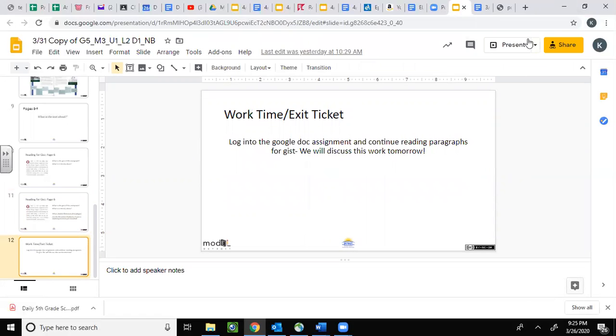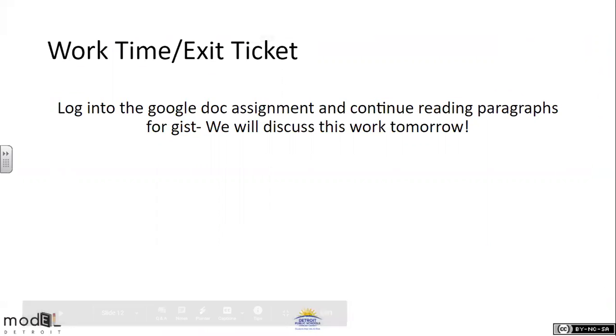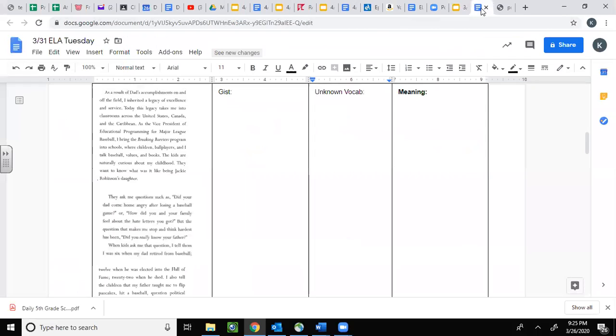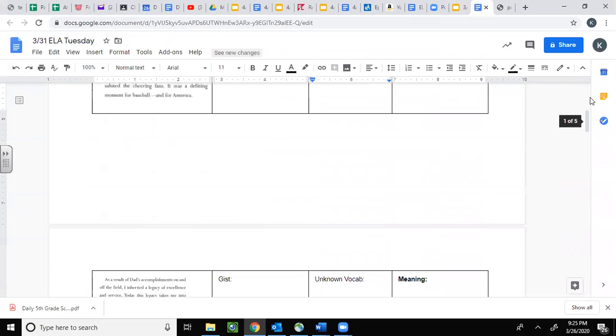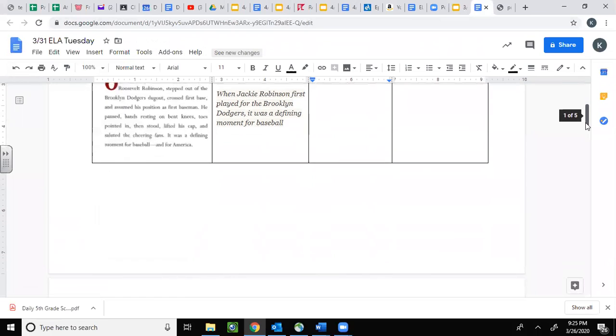So your work time for today is that you're going to log into the Google Doc assignment and you're going to continue reading the paragraphs for gist. And then we'll talk about them tomorrow when we get back together. Okay? So first one's done for you, like I said. The paragraph was here. Right here is where you would write the gist, any unknown vocabulary, and then the actual definitions. So then you would go down.